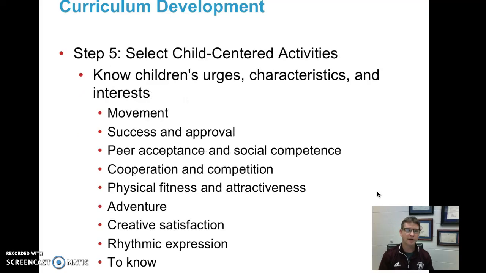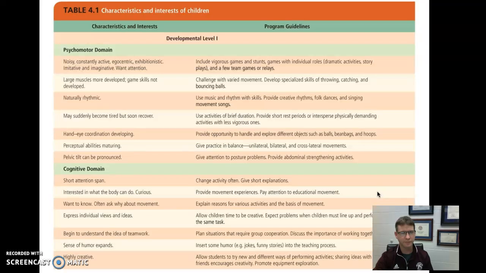So step 5 is selecting child-centered activities. We'll talk a lot about this, but knowing the children's urges and characteristics and interests. So let me just kind of get into this a little bit. So here, this is straight out of your book. So this comes from page 67 in your book. So this is level 1. So this is kindergarten through 2nd grade students.